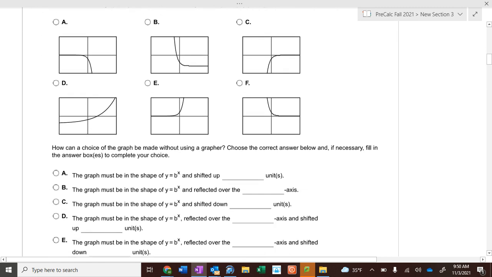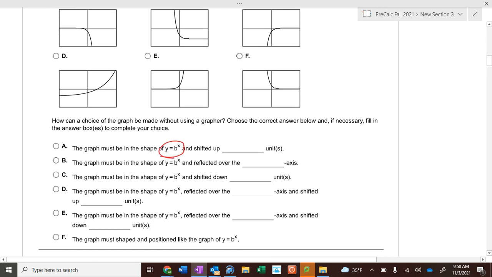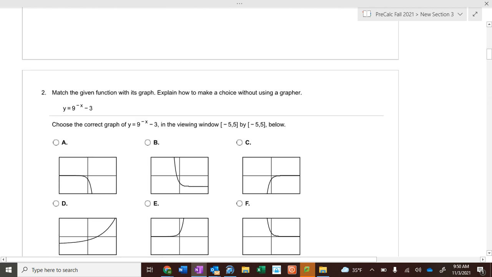Okay. They want to say, well, compared to y equals b to the x, what happens to this graph? Well, what's y equals b to the x in this case? Well, it's y equals 9 to the x, because it's 9 to the negative x minus 3. So compared, our base function in here is y equals 9 to the x. What does 9 to the x look like? Well, when x is 0, y equals 1. When x equals 1, y equals 9. When x equals 2, y equals 81.